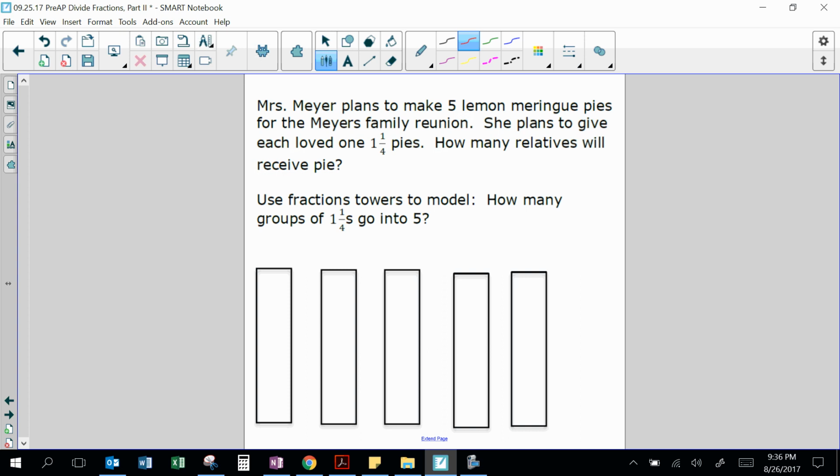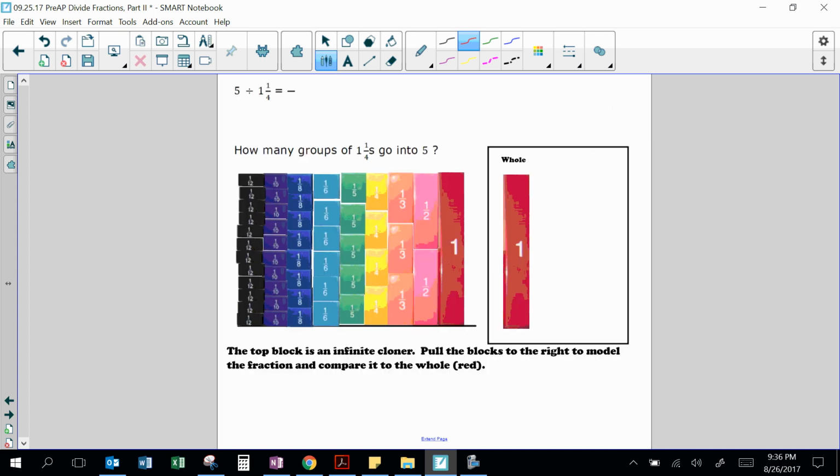Mrs. Meyer plans to make 5 lemon meringue pies for the Myers family reunion. She plans to give each loved one 1 and 1/4 pies. How many relatives will receive pie?